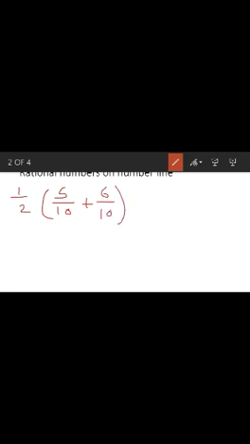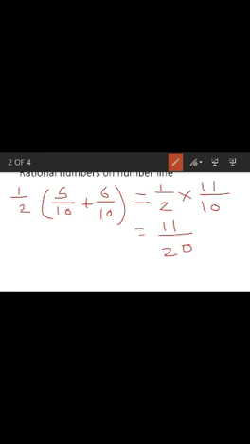Okay, it will come, that is 1 upon 2 multiplied by 6 plus 5, that is 11 upon 10. Okay, now our rational numbers multiplication, you know, 1 into 11, that is 11 upon 20. This is the midpoint of the line segment.